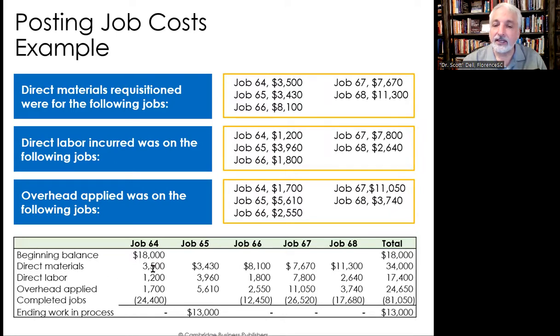So then we can analyze each job by itself and isolate it, saying, okay, job 64, job 65, 66. Here's our materials, our labor, overhead associated. And then we completed them, transferred out, and we can analyze each job to see if it's profitable, basically, because we know what we sold each job for.